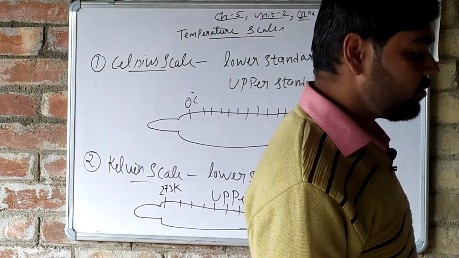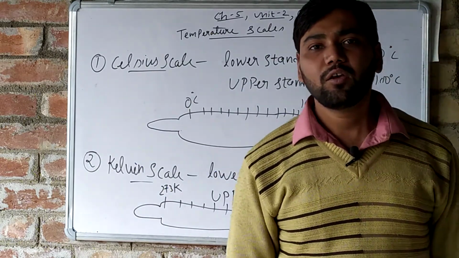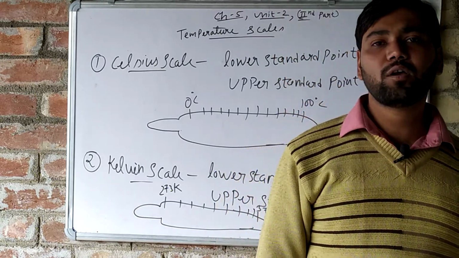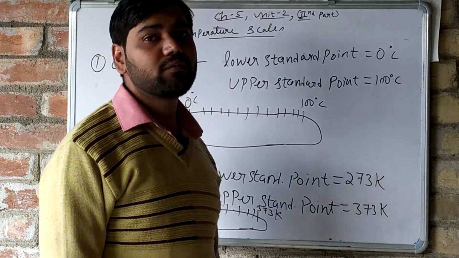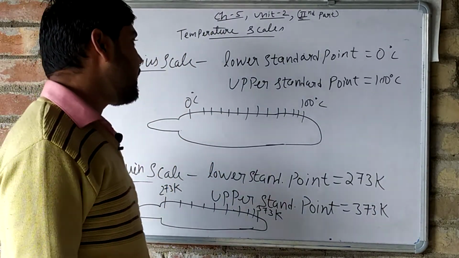The Kelvin scale is mostly used by scientists, commonly for scientific purposes. The SI unit of temperature is measured in the Kelvin scale only. So the SI unit of temperature is Kelvin.